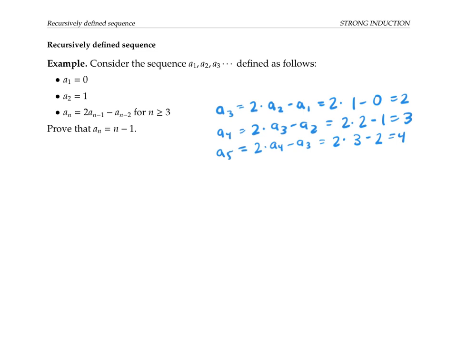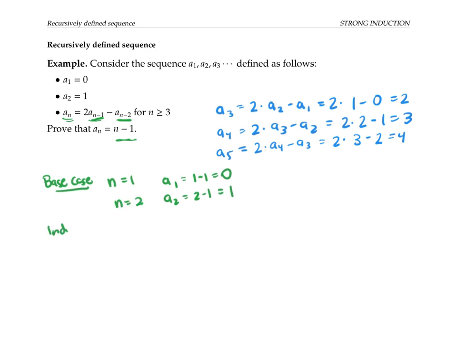Since this is a statement about integers, it's natural to use induction. But since we have to reach back 2 steps, not just 1, to get our next number, it makes sense to use strong induction. For the base case, I'm going to actually do 2 base cases because I know that I may need to reach back and use both of them. So I'll say that when n equals 1, a1 equals 1 minus 1, which is 0. That works. And a2 is 2 minus 1, which is 1. So that works for n equals 2.